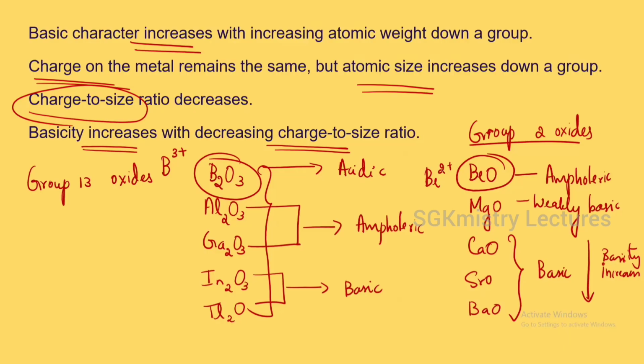So it causes the polarization of the oxide ion. Because of that, we can say that the basic nature is less, or especially when I'm talking about B2O3, it is acidic in nature.